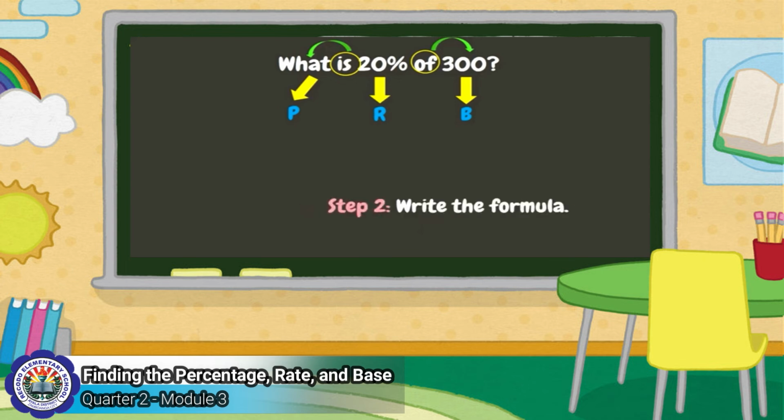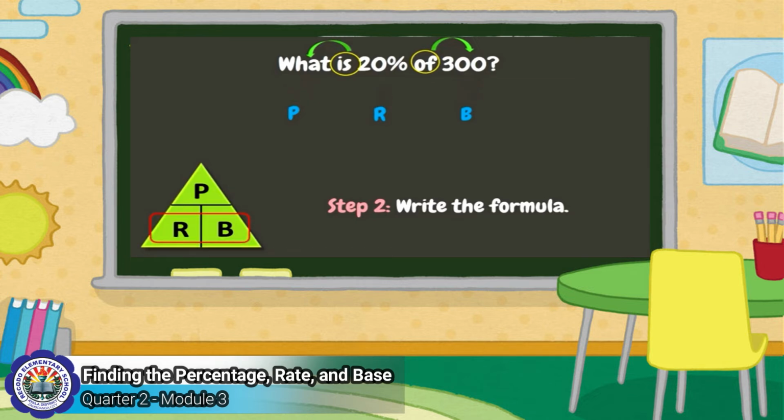Now, let us write the formula. Let's use our triangle. To get percentage, we will multiply rate to the base. P equals R times B.